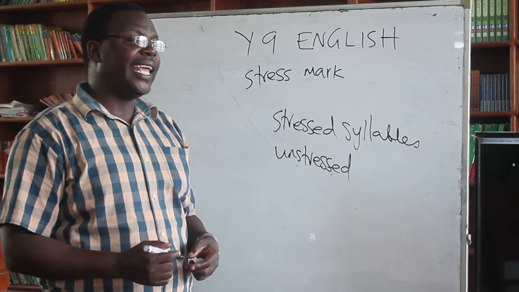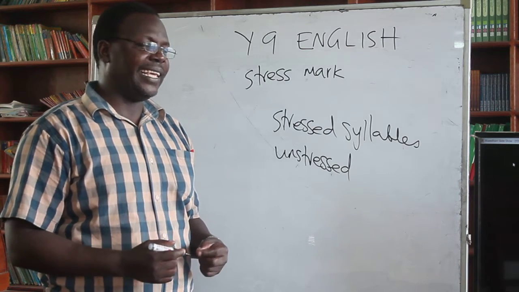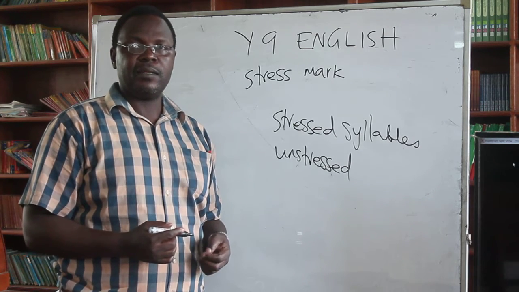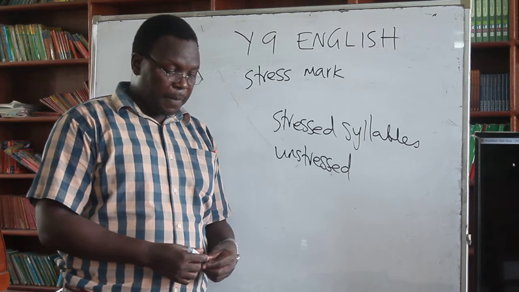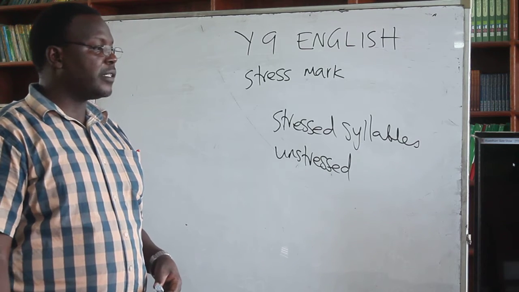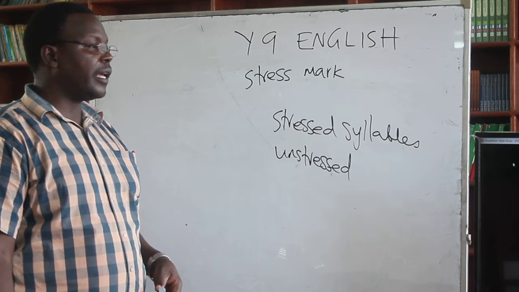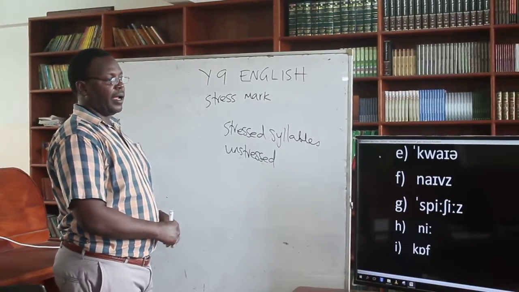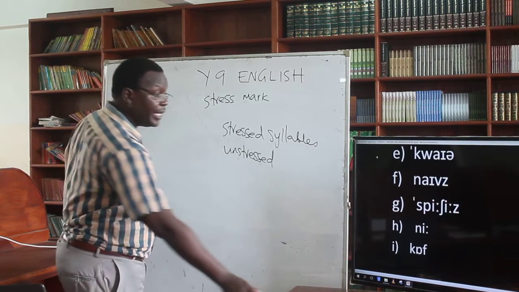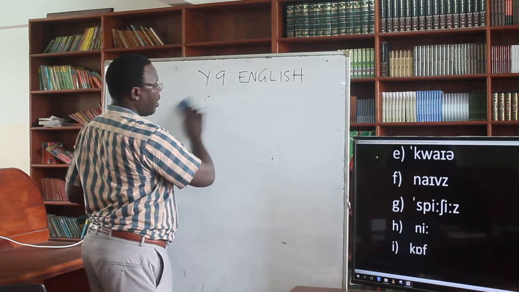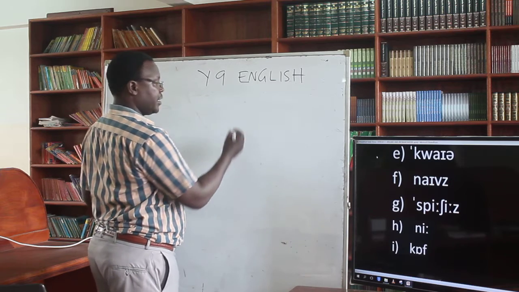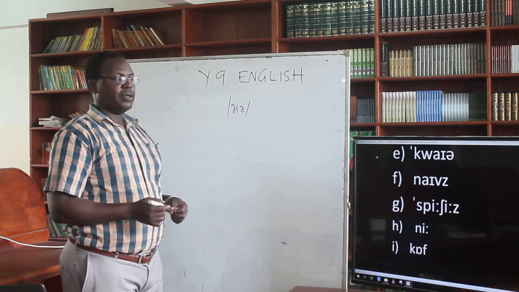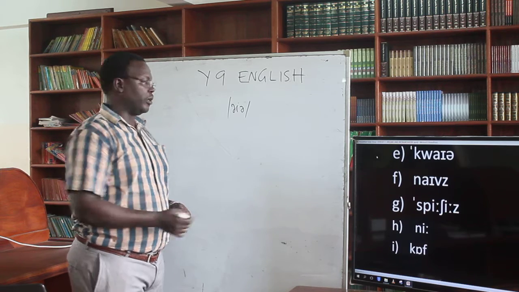Then we have ni. That is where we have the mark. So we have more examples that we can see there. We have a rare one there at part E. We have a rare one that is aya. This is a triphthong.